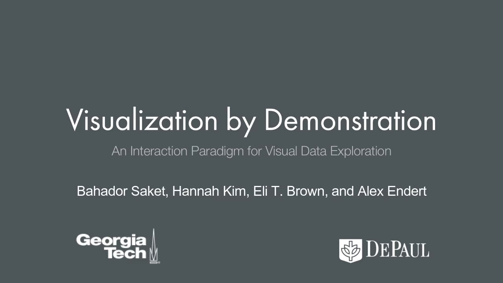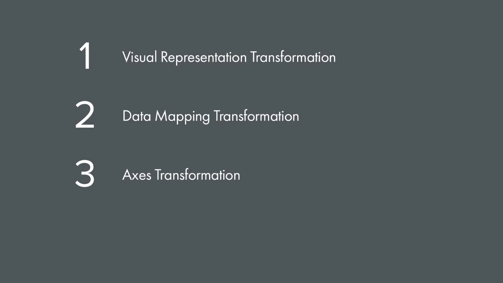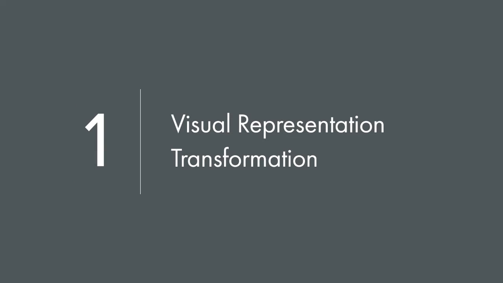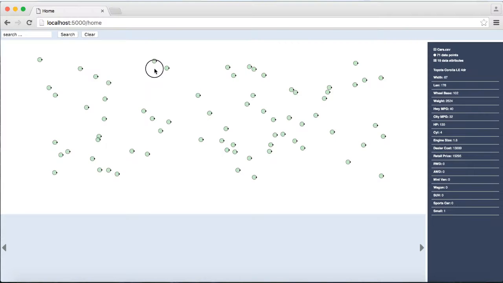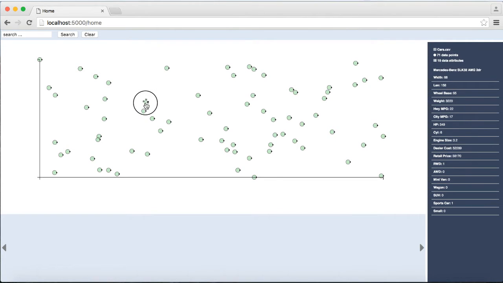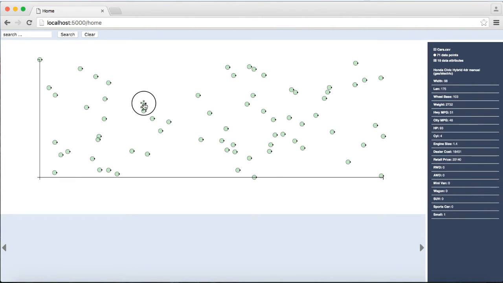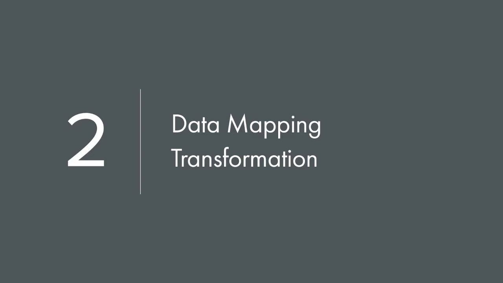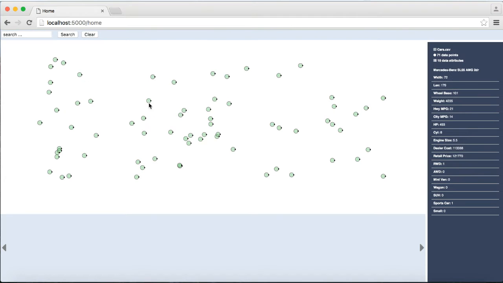Visualization by demonstration supports 4 different types of transformations: visual representation transformations, data mapping transformations, axis transformations, and view specification transformations. Visual representation transformations. For example, we can stack 2 or more data points vertically in a scatter plot to indicate interest in switching to a vertical bar chart. Data mapping transformations. For example, we can change the color of some data points to red to convey interest in mapping color to an attribute.